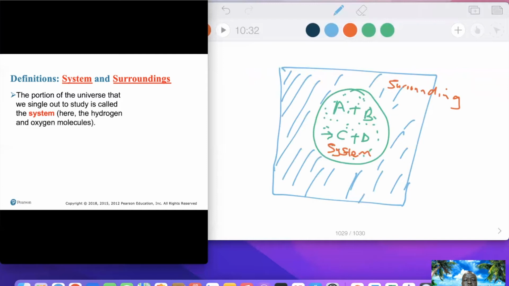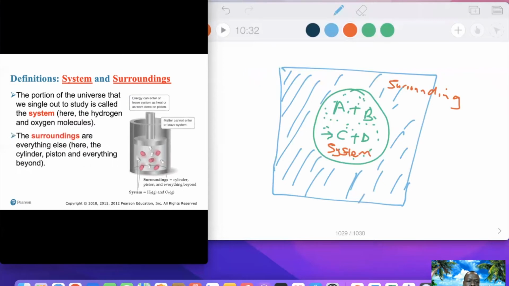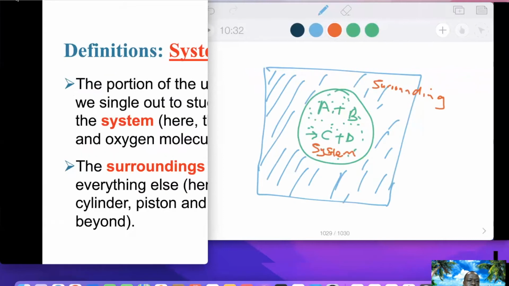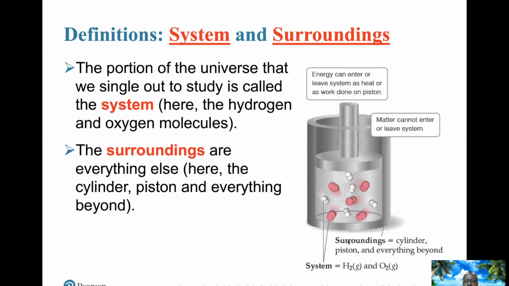That is where the reaction is taking place, using an example of hydrogen and oxygen. In this reaction between oxygen gas and hydrogen gas, we call this the system. This is our point of interest. The surroundings are everything else here: the cylinder, the piston, and everything.